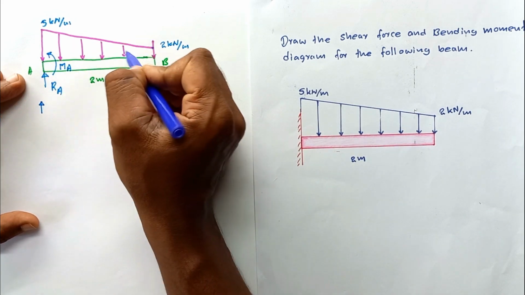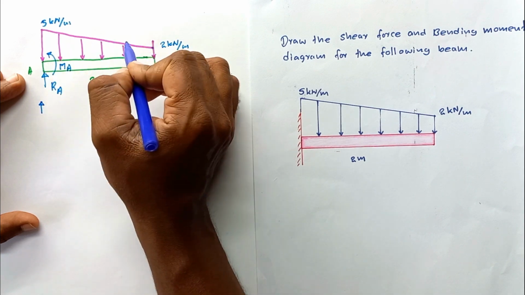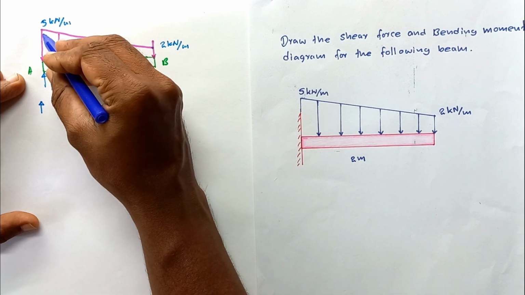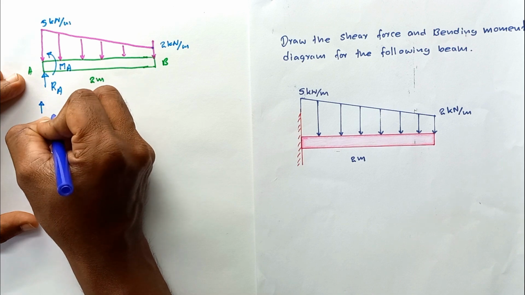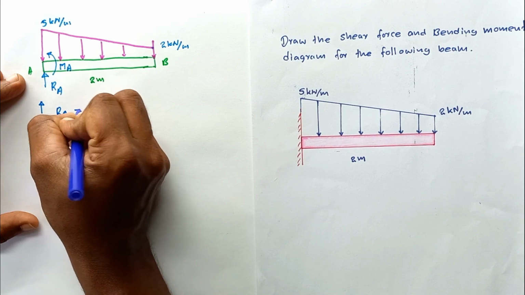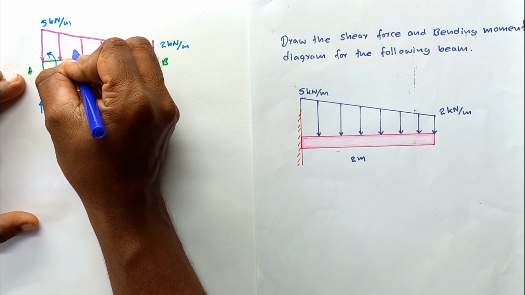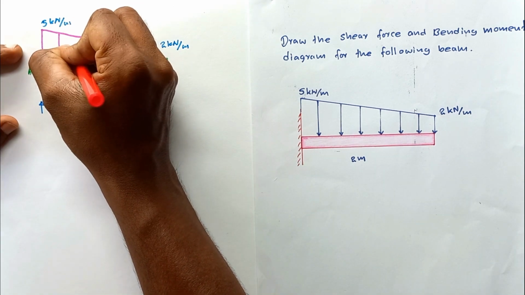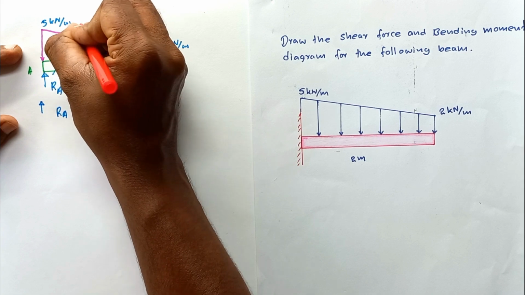Here you can see the linearly varying distributed load. This area is a trapezoid. So the resultant force is equal to the total area of this trapezoid. So RA minus the resultant, which also acts through the area centroid of this trapezoid. So let me mark this resultant force. Let's take it somewhere in here, R.